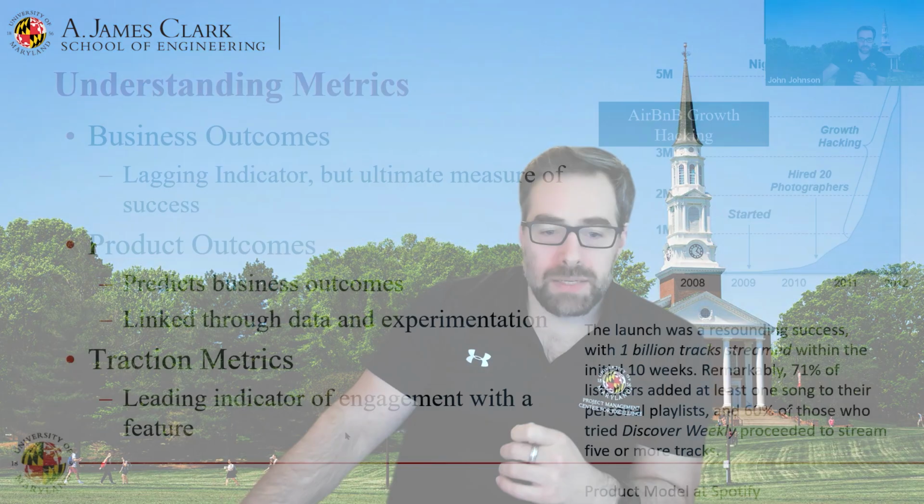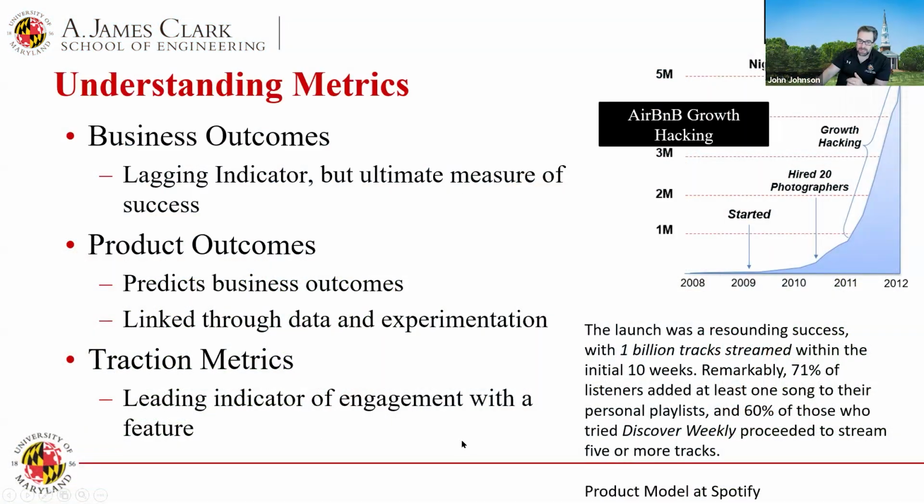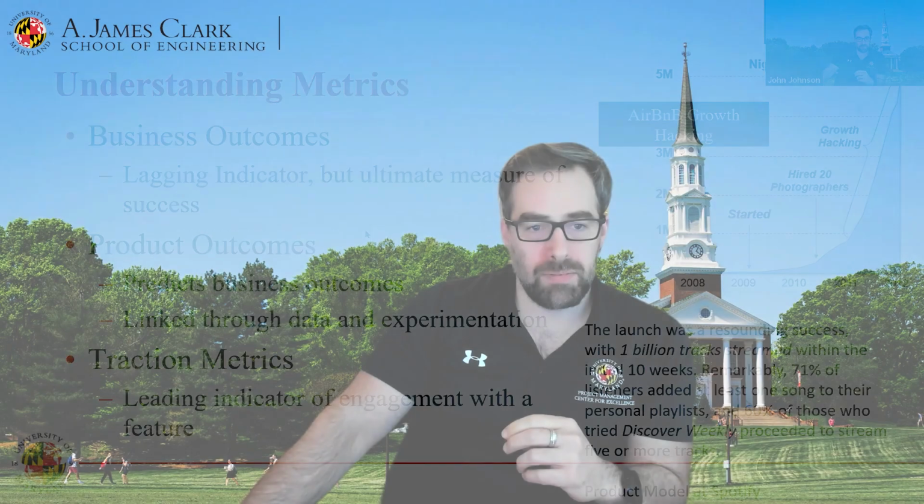You can also have traction metrics, which are engagement with a specific feature. And sometimes that can be really useful for optimizing certain aspects like landing pages and things like that. But it's important to differentiate that from these key metrics that really drive business outcomes.